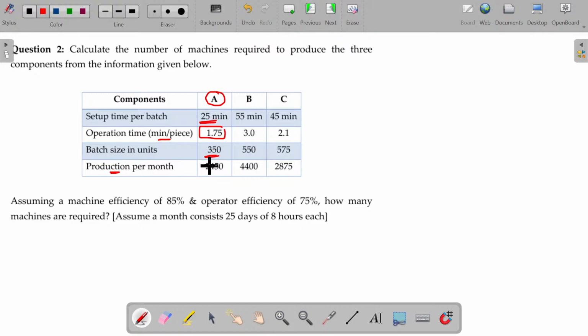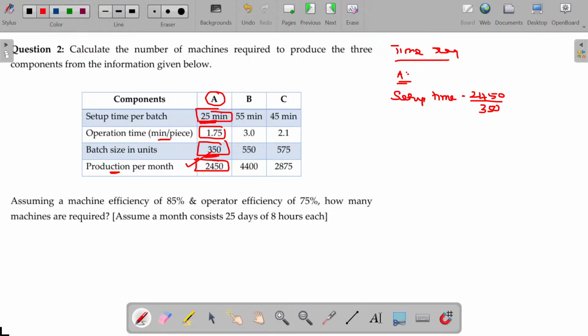What is the demand? Production per month expected is 2,450. Now come on, tell me, what is the time required for manufacturing A? Let's start with the first one. Time required for component A. You have to start with what? Setup time. How much time do you spend on setup? And per batch, how many units can be manufactured? 350 units. So to produce 2450 units, how many batches do I have to conduct?